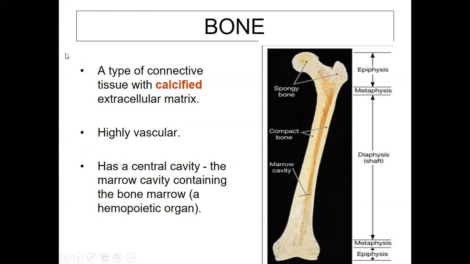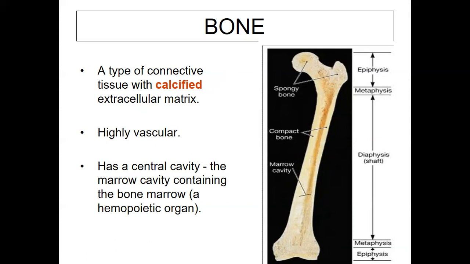What is the bone actually? The bone is a type of connective tissue with calcified extracellular matrix. That is what is special about the bone, because the extracellular component of the bone is calcified, containing calcium. So that's why the bone is hard compared to the other types of tissue, because of this calcified component.